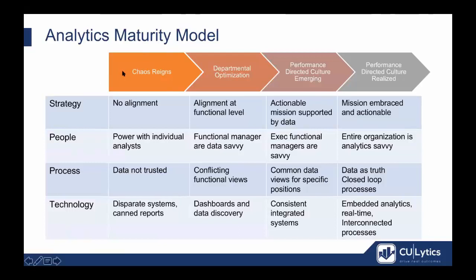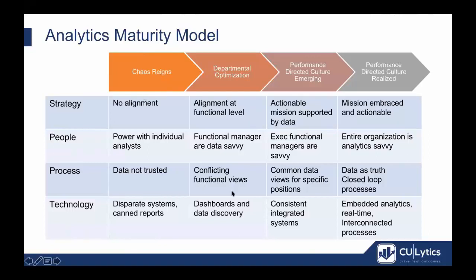Again, this whole maturity curve does not apply to big credit unions only, or only to small credit unions. Actually, it applies to everyone. We see that whether an organization is big or small, it doesn't matter. The same maturity curve applies at all stages.